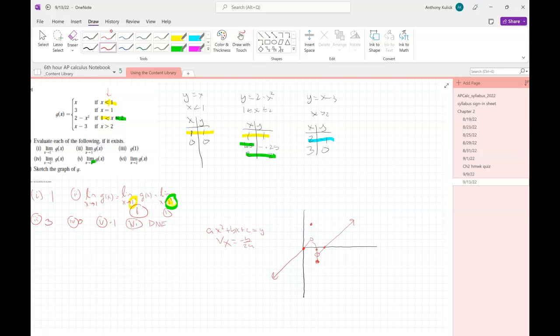That okay there, Anise? Yeah. Okay. So again, the piecewise, you're just graphing one piece at a time. That is basically all it boils down to.